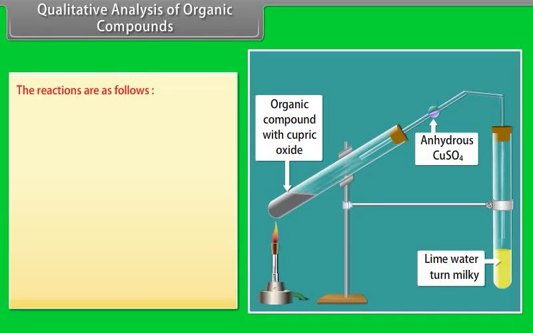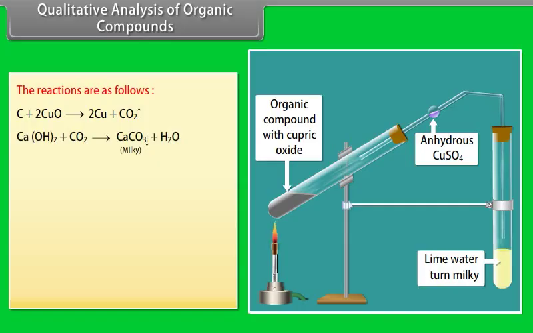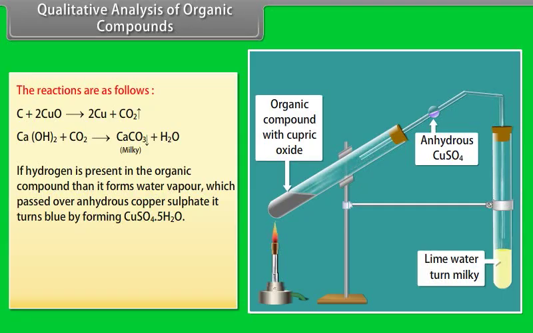The reactions are as follows. Carbon in the organic compound reacts with copper(II) oxide and produces copper and carbon dioxide. The produced carbon dioxide reacts with calcium hydroxide, which turns it milky, indicating the presence of carbon in the organic compound. If hydrogen is present in the organic compound, then it forms water vapor, which, passed over anhydrous copper sulfate, turns it blue by forming CuSO4·5H2O.